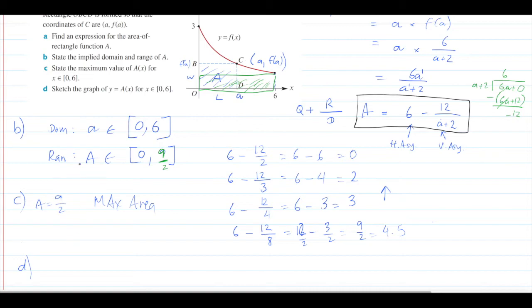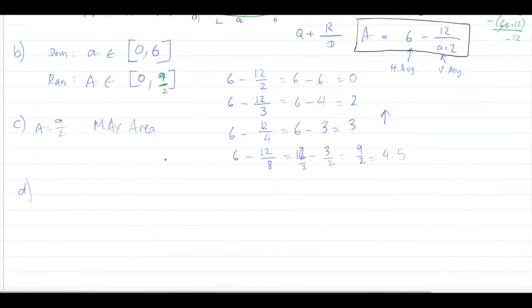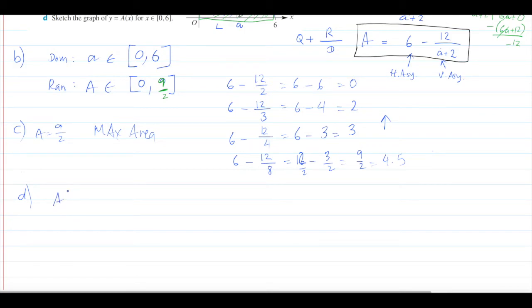Now let's do part D, the last part. Sketch the graph of y equals A(x) for x belonging to 0 to 6. So we already have our graph over here. So A(a), we know, was 6 minus 12 over a plus 2. Essentially, you can just replace that a with an x. It's the same thing, 6 minus 12 over x plus 2. And just make sure your domain is between 0 to 6, okay?